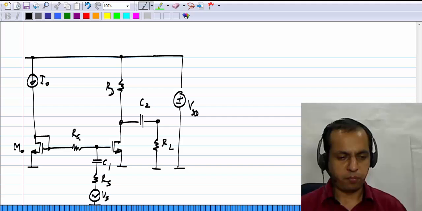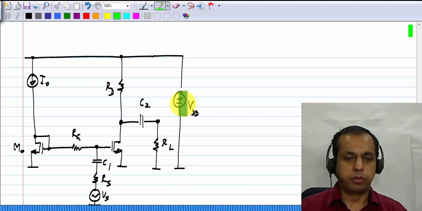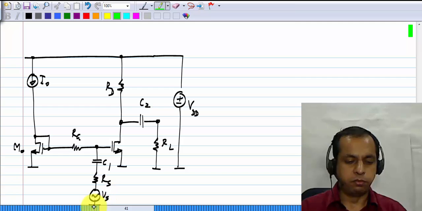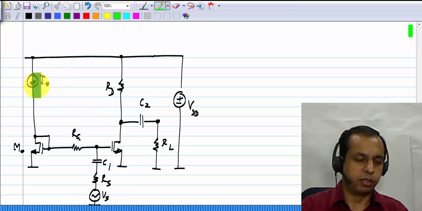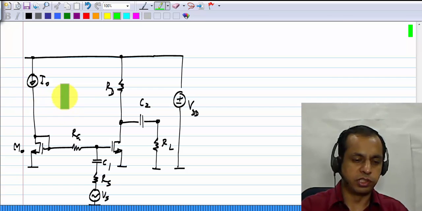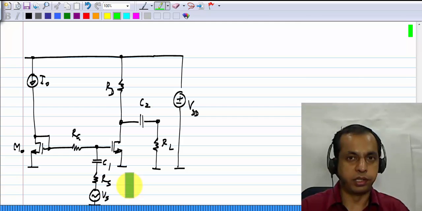Okay, that will do. Now in the incremental small signal picture, this VDD becomes a short circuit because there is no change in VDD. Vs will be the only source remaining, and this current source I0 becomes an open circuit because there is no increment in the current source itself. This I0 and VDD are parts of the operating point, and this Vs is the increment.